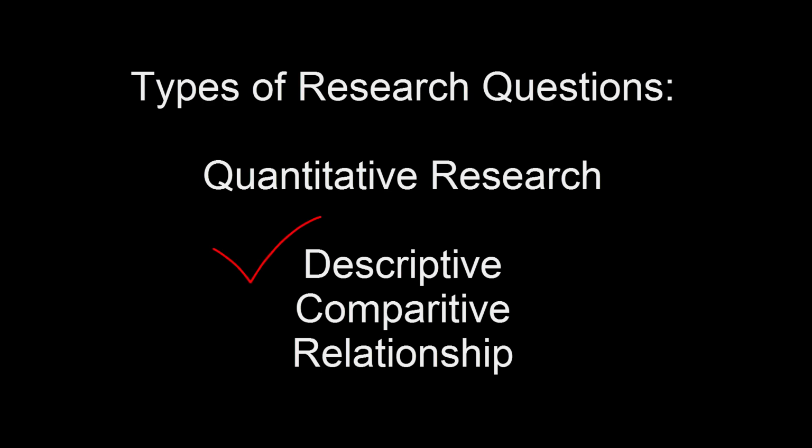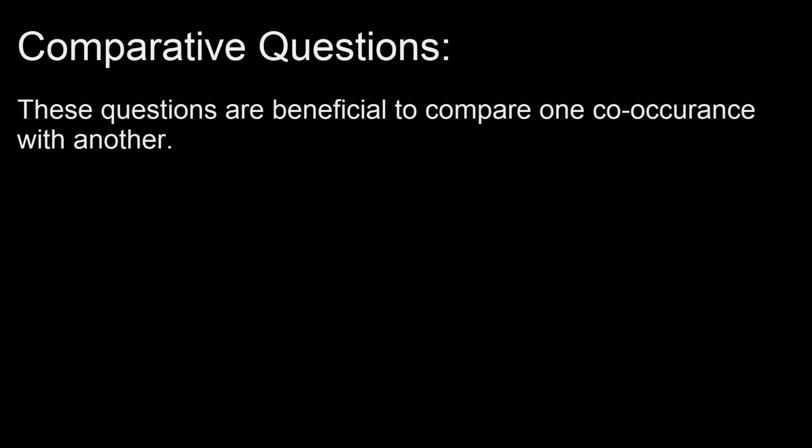Now, coming on to the second type of research questions, which are comparative research questions. These questions are beneficial to compare one occurrence with the others. Like we have one phenomenon and then we have another phenomenon. They both are happening at the same time. Now if we want to compare both of them, then we use comparative research questions.